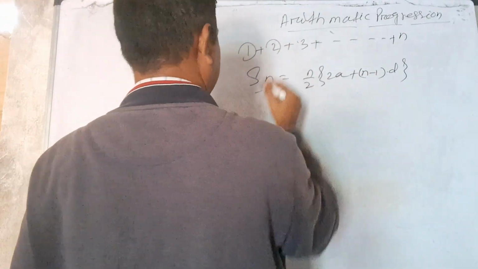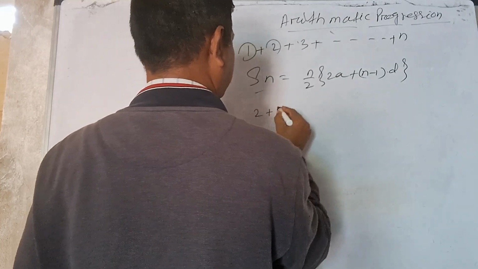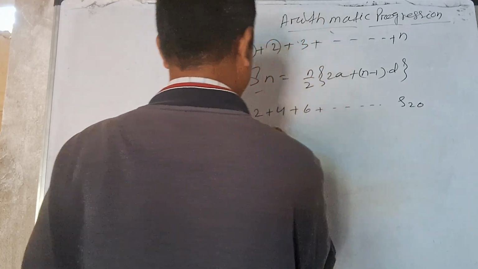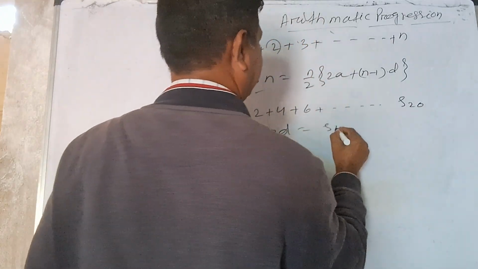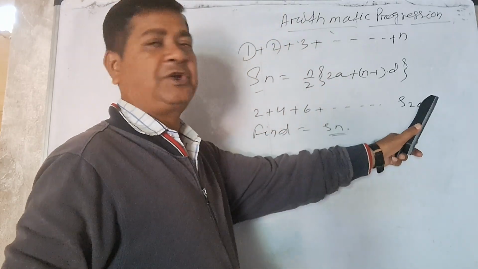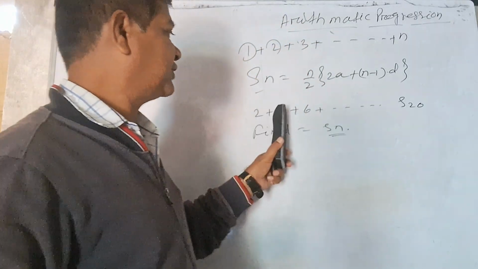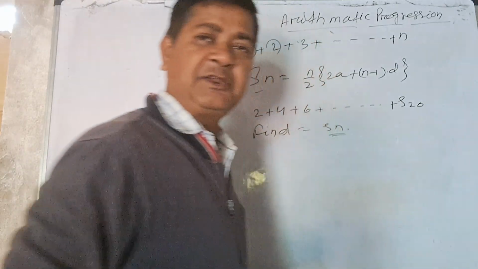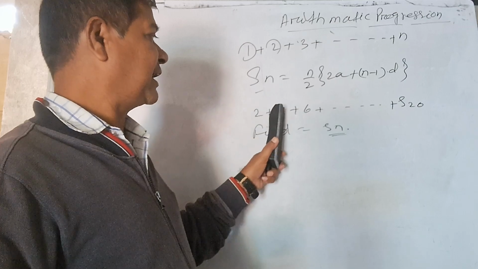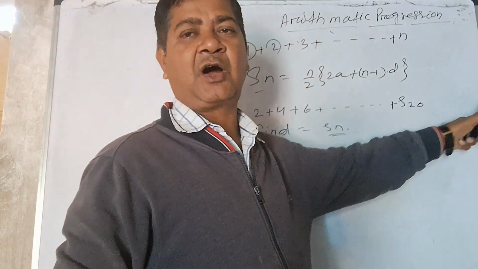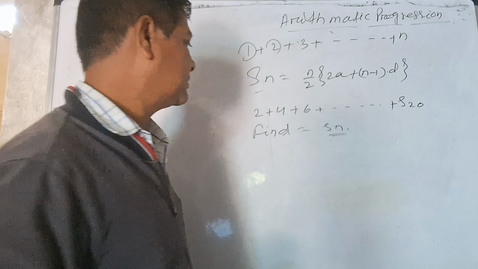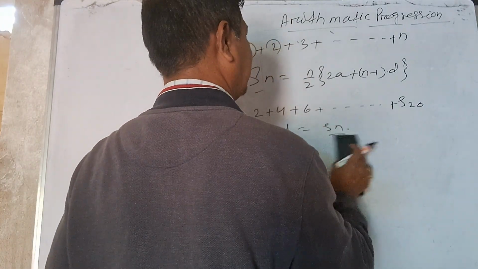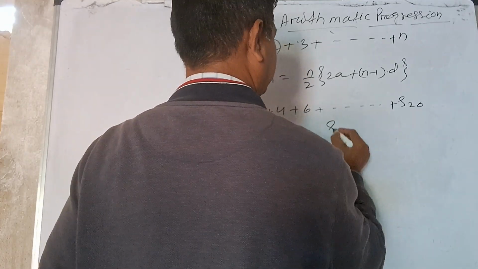Try to understand. Let 2 plus 4 plus 6 and so on, find S20. Sn is the sum of n terms. S20 means the first term, second term, third term, here it is the sum of 20 terms. Find the sum S20. Here Sn equal to S20. Find S20.